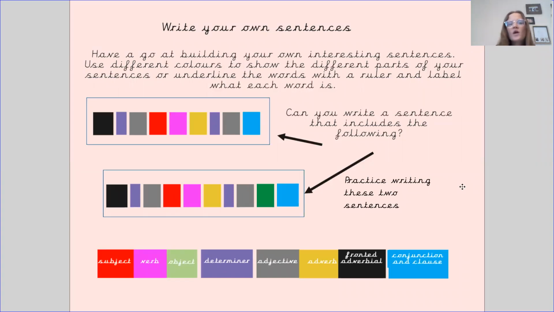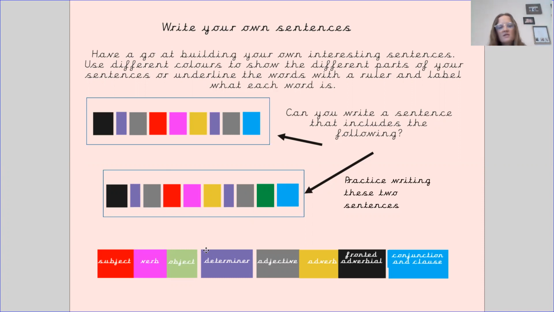So you're going to have a go at building your own interesting sentences. Use different colors to show the different parts of your sentences, or if you don't have colors at home, you can underline the words with a ruler and label what each word is. So can you write a sentence that includes the following? Have a look at the way that I've structured these. Can you complete a sentence in this order? So have a go at writing these two sentences out in this order.